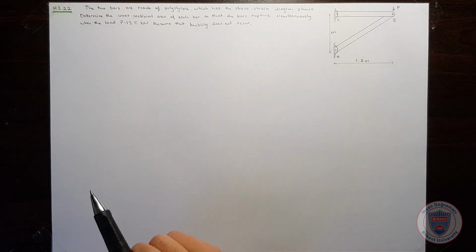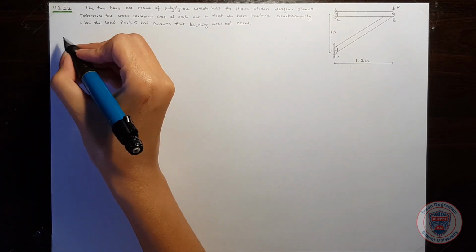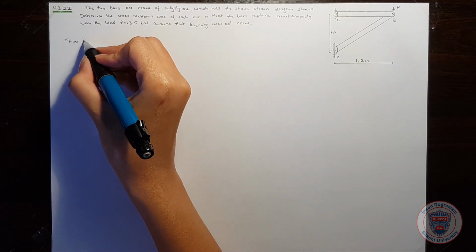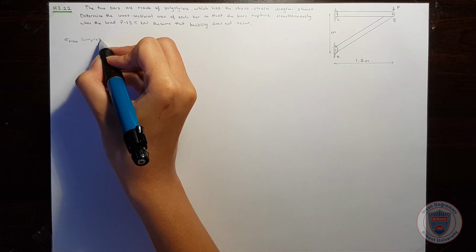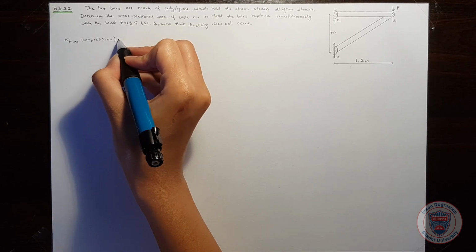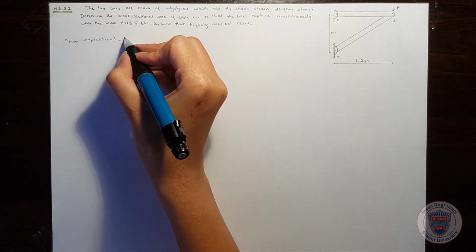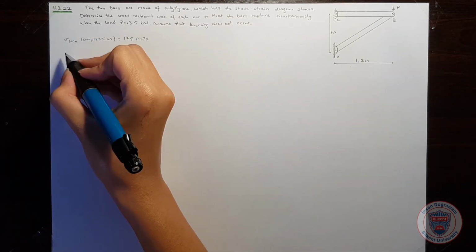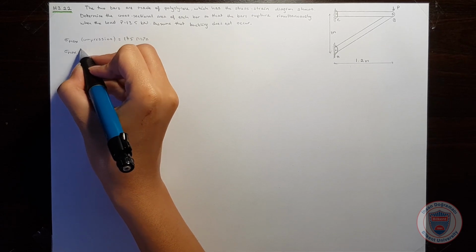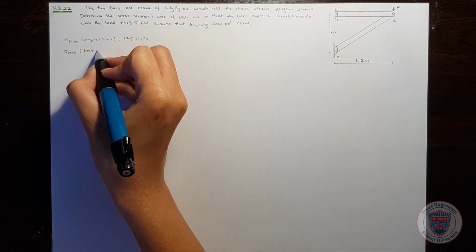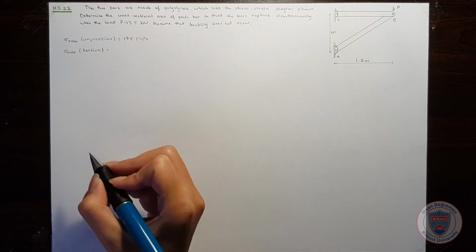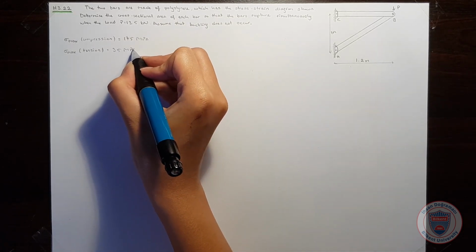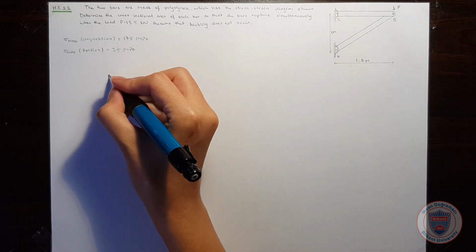When we look at the stress-strain diagram, we see that the maximum stress for compression is equal to 175 MPa. And the maximum stress for tension is 35 MPa. Let's first draw the free body diagram.